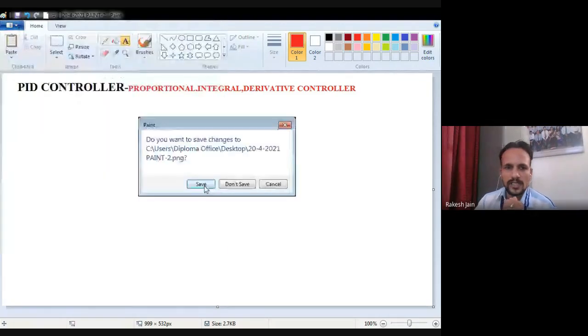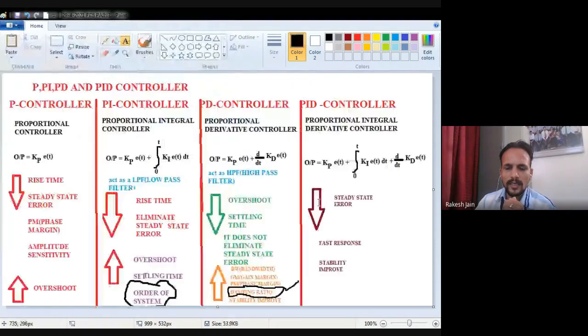Yes. So this is your proportional integral derivative controller. As the name implies, the proportional word is there, that's why Kp e(t) is in the output equation. The integral word is there, that's why the integration from 0 to t of Ki e(t) dt is also there. The derivative word is also there, that's why d by dt of Kd e(t) is also there. So the output equation consists of the proportional part, the integral part, and the derivative part.